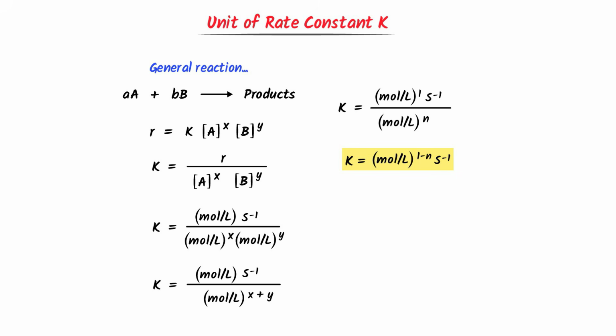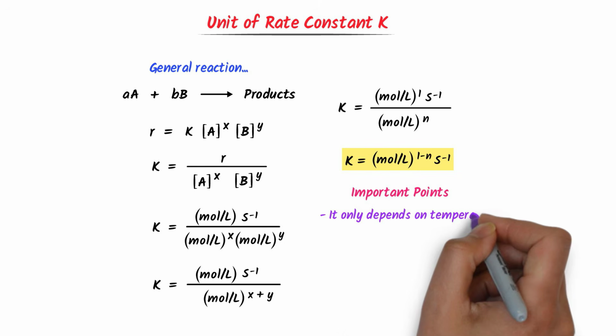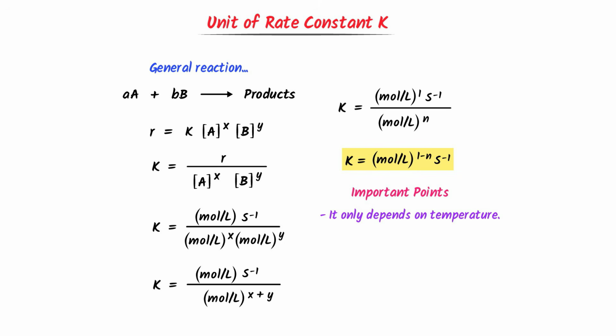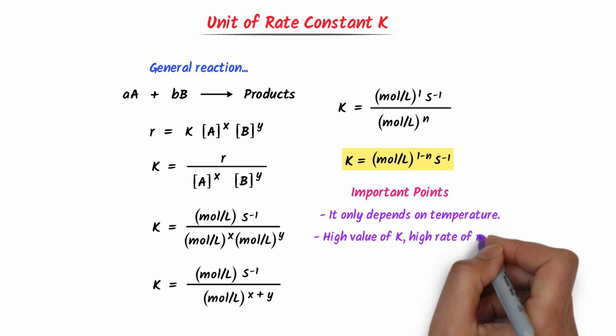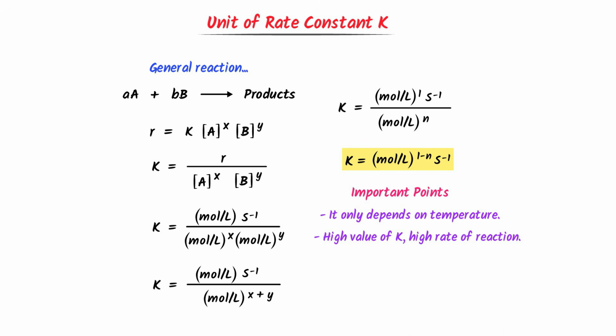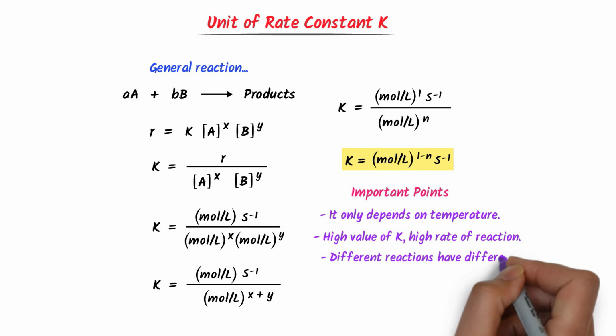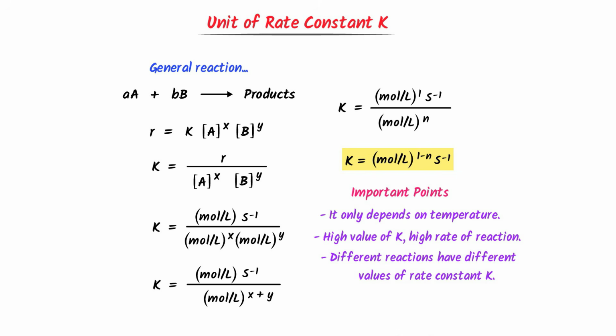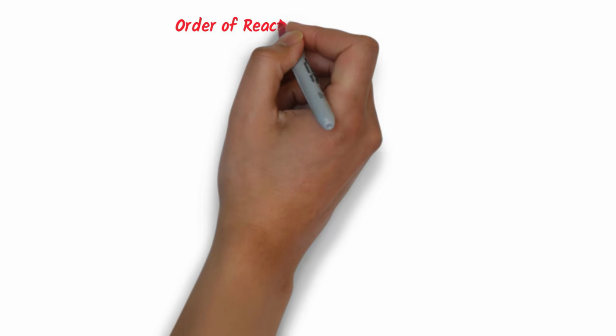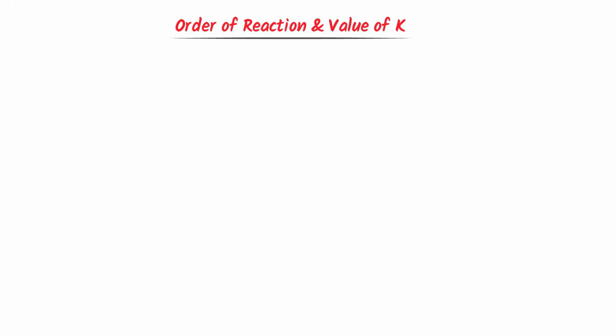Also remember these three important points about rate constant. It only depends on temperature. Secondly, if the value of rate constant is high, the reaction is fast. Thirdly, different reactions have different values of k. Thus note down all these important points. Now we will learn the values of k for different orders of reaction.